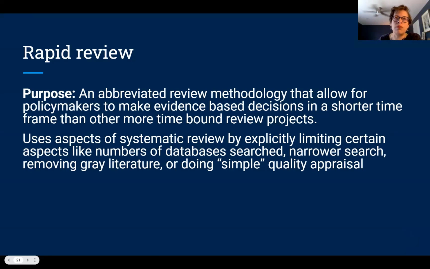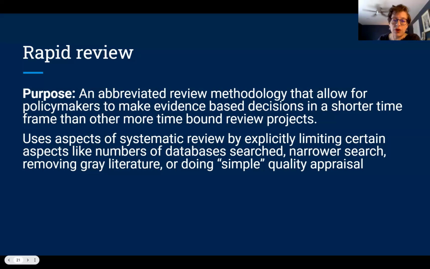They use aspects of systematic reviews, but they'll cut out different pieces of it. So it could be limiting to like 1 or 2 databases rather than 6. It could be doing a much more narrow search, so the number of results you get are smaller, removing gray literature, so any of those articles that weren't published in a scholarly journal. So there's different ways to cut it down. The point of a rapid review, though, is to be explicit. So you're cutting down the steps, but you're also explicitly stating what you did so that any bias that's introduced can be acknowledged.